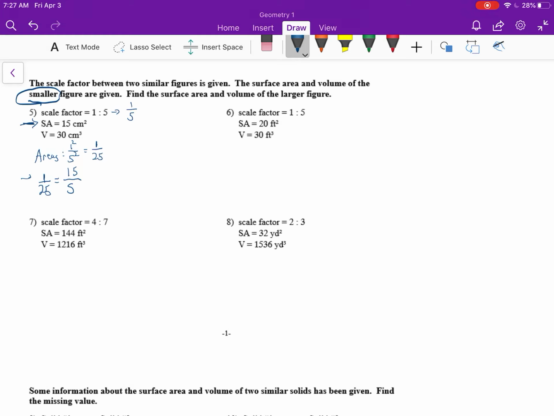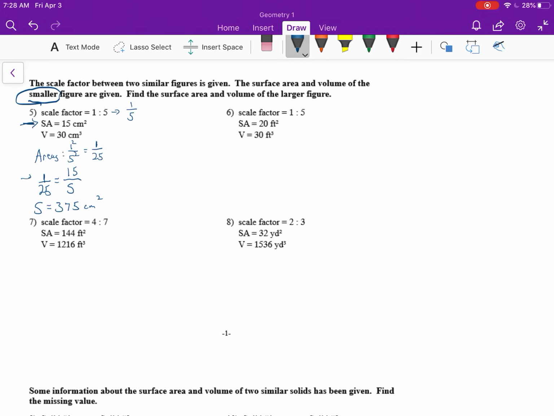And then we cross multiply, 1S. So the surface area of the larger one is going to be equal to 25 times 15. That is 375. And then it would be centimeters squared. Okay, so let's go ahead and look at the next part.